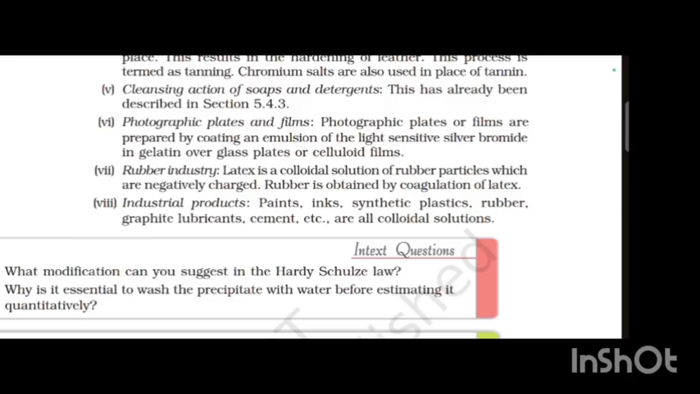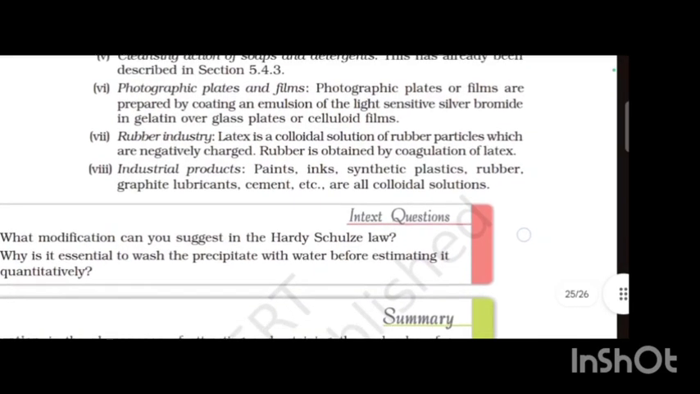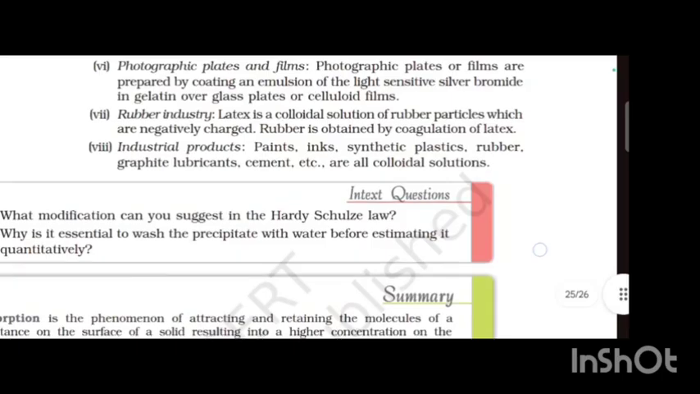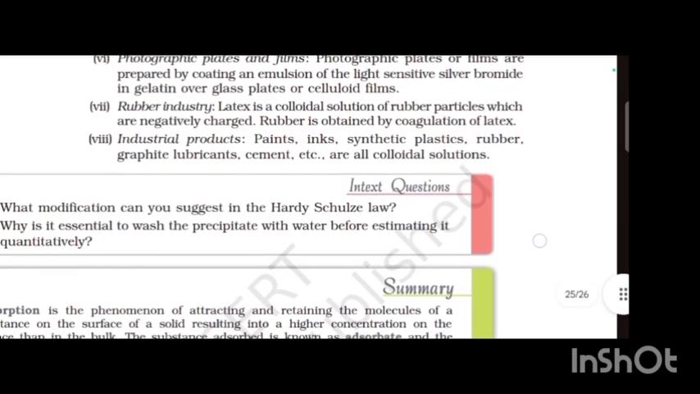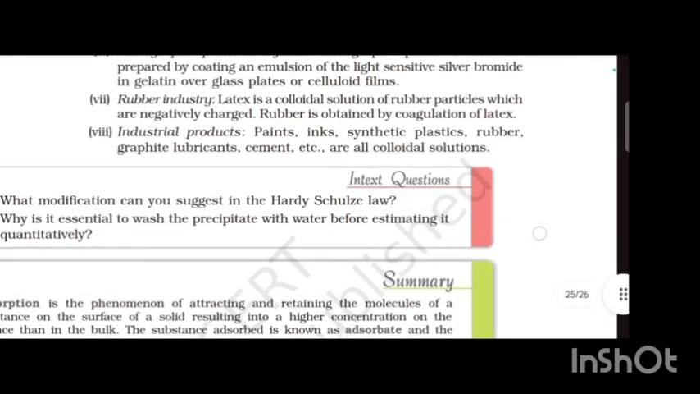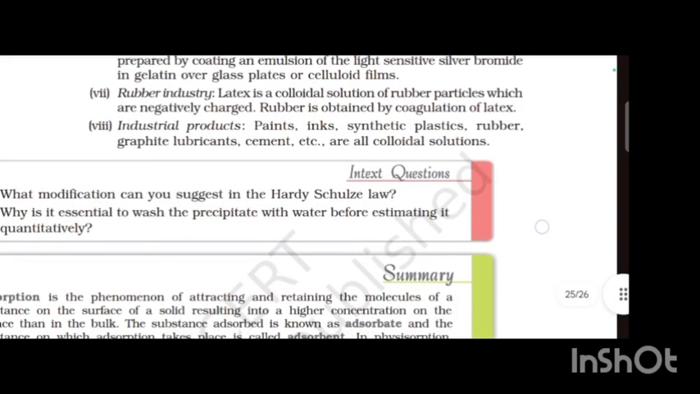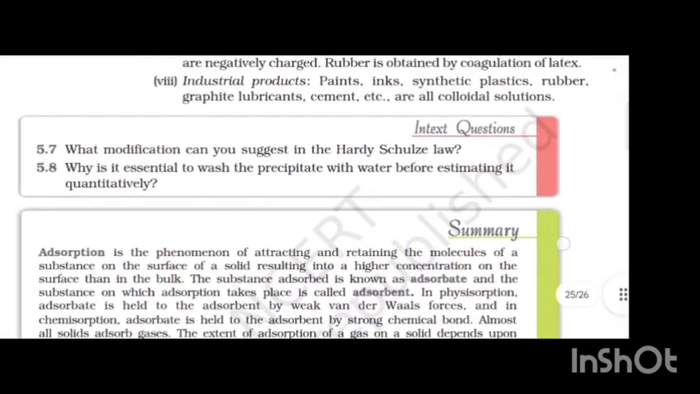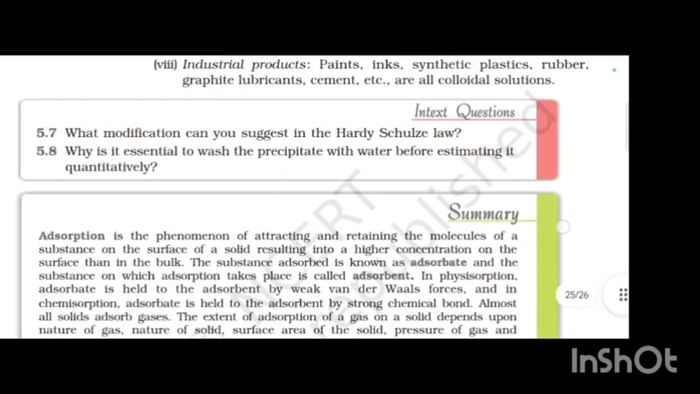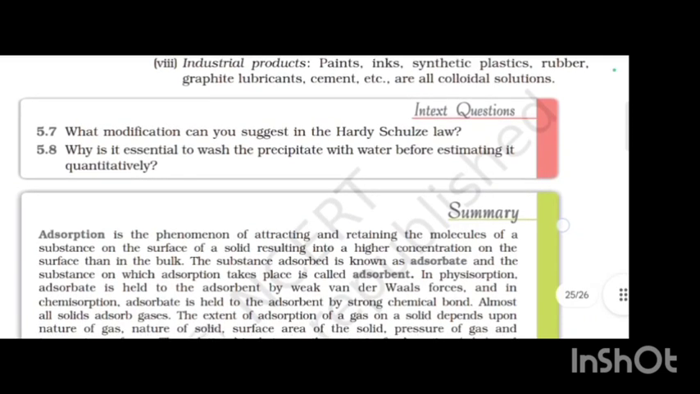Sixth, photographic plates and films. Photographic plates or films are prepared by coating an emulsion of the light-sensitive silver bromide in gelatin over glass plates or celluloid films. Seventh, rubber industry. Latex is a colloidal solution of rubber particles which are negatively charged. Rubber is so obtained by coagulation of latex. Eighth, industrial products: paints, inks, synthetic plastics, rubber, graphite, lubricants, cement, etc. all are colloidal solutions.